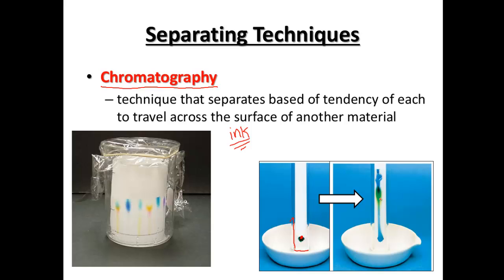This could be a way to show what type of pen was actually used. If you were in a forensics class, you could look at the type of pen that was used to sign a document or forge a document. So chromatography is the tendency to travel across another material, and they all travel at different rates. So think about pens or inks when it comes to chromatography.